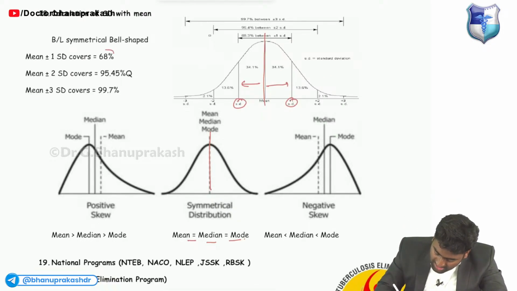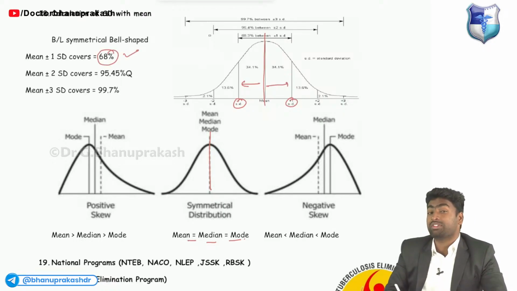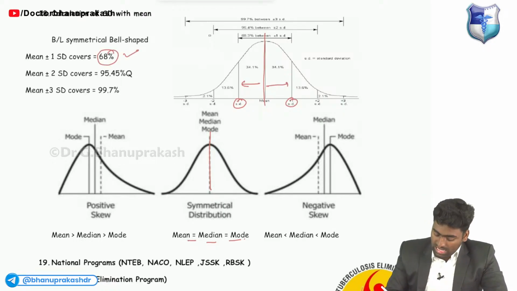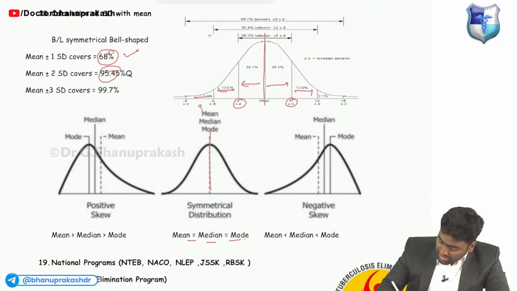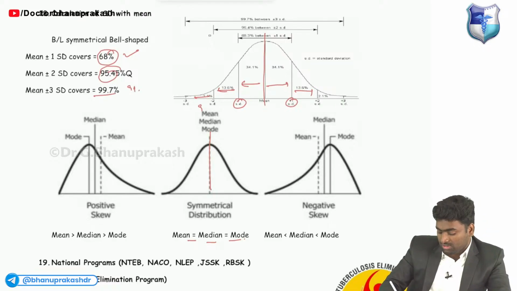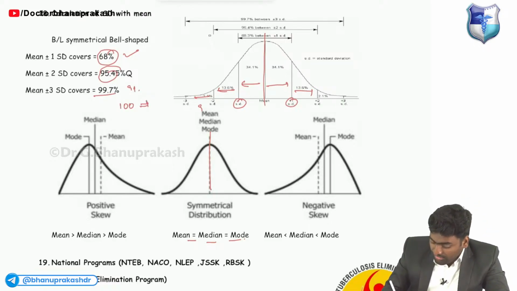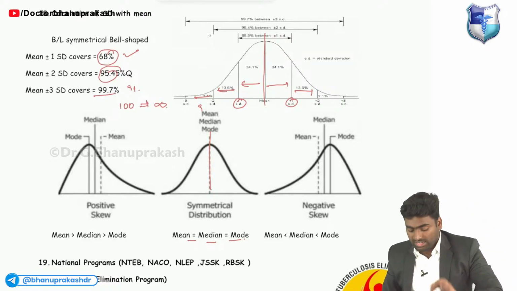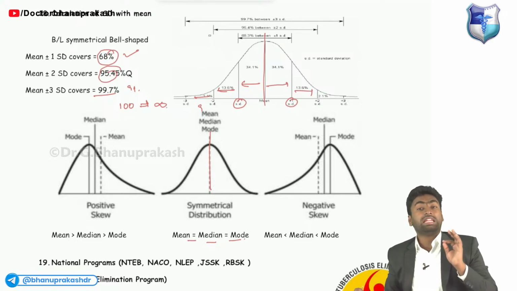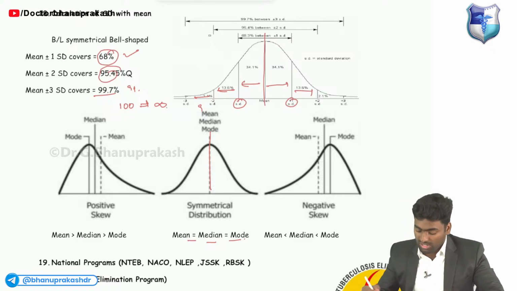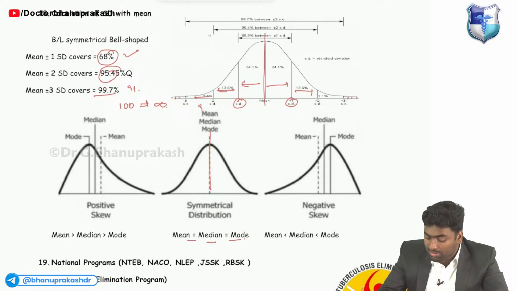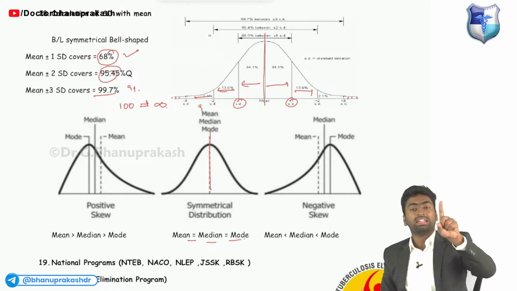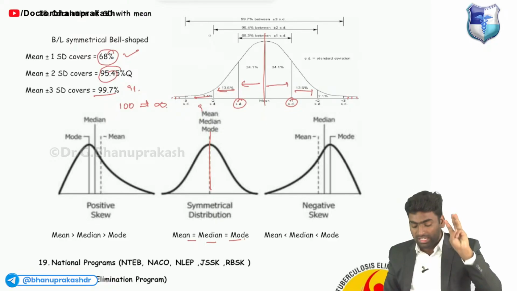68% of the values will lie within one standard deviation. Whereas within two standard deviations, it is 95%. Whereas within 3, it is 99%. Whereas for 100%, it is at the level of infinity. So remember, we will see 100% only at infinity. So always this gap will be maintained. Okay, fine. So 1, it is 68%, 2, 95%, 3, 99%.